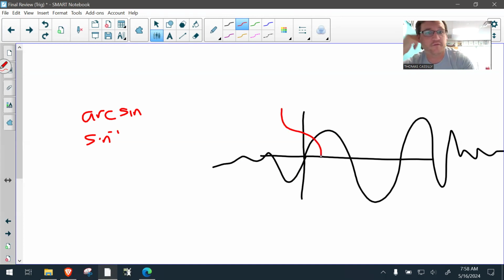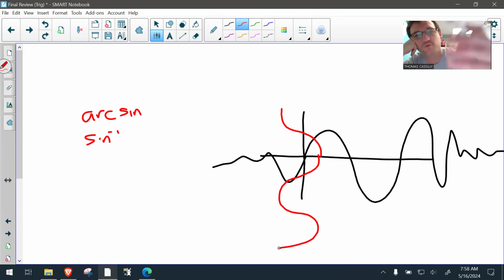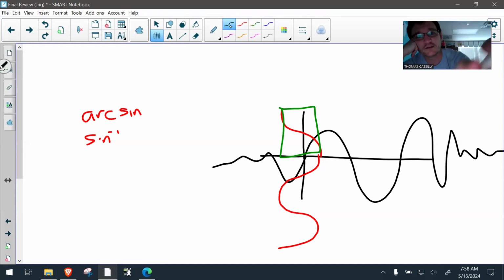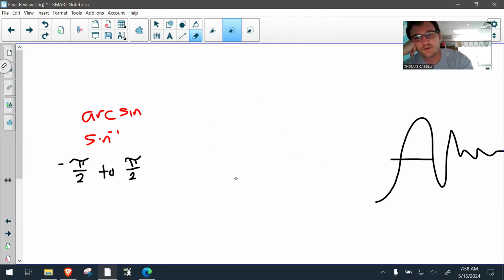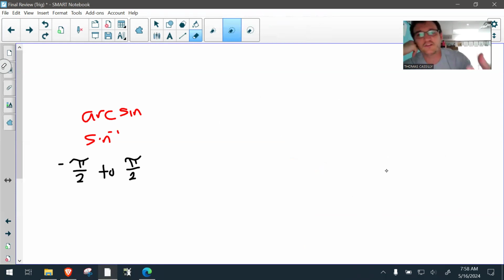All right. And if you think of how functions work, they can't curl back on themselves because they fail the vertical line test. All right. So what we do is we restrict it. All right. So we only look at this section here. So arc sine, we say, is only defined between negative pi over 2 to positive pi over 2. All right. So that's how we kind of define what the arc sine is. We kind of have to set restrictions or boundaries on it.